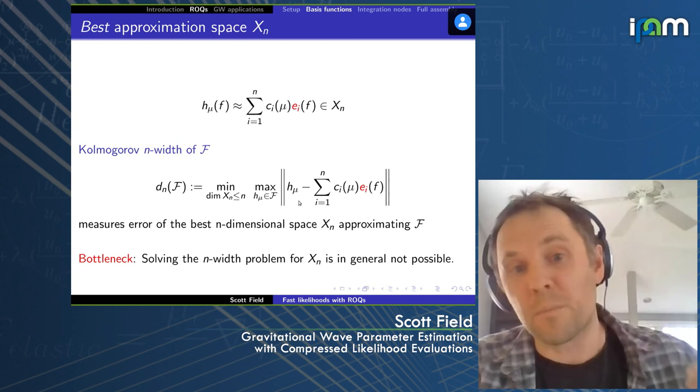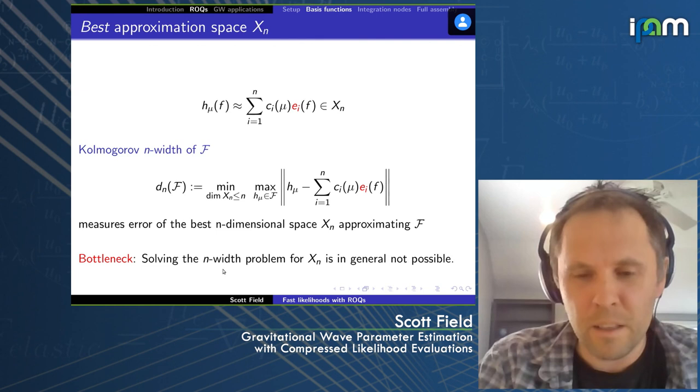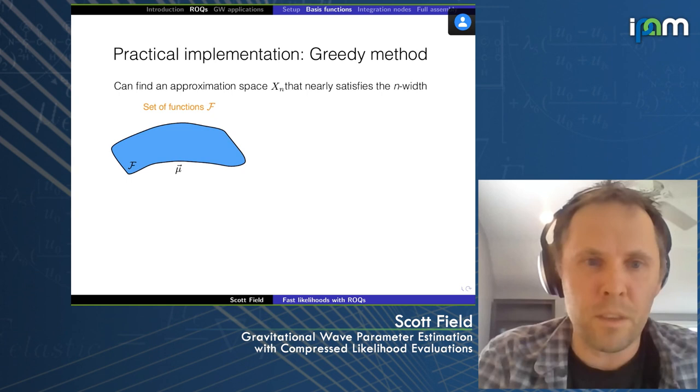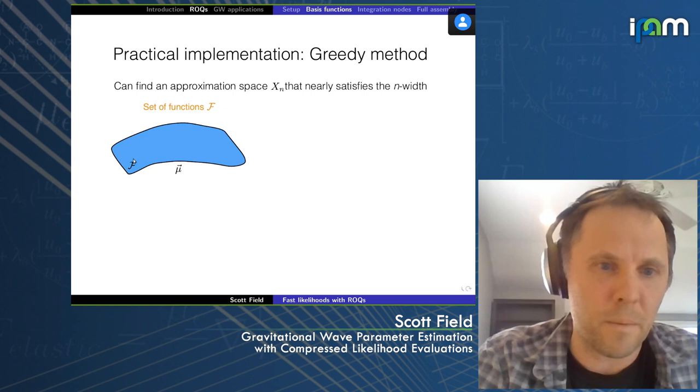Unfortunately, that's just the statement of the problem, pointing out what we want. You can't solve the n-width problem in general, so you need another way of doing this. There's something called the greedy method, which comes to the rescue here. The cartoon steps for doing this are as follows. We start with our set of functions that we had before, this calligraphic F thing, and this is a continuum that's all filled in.